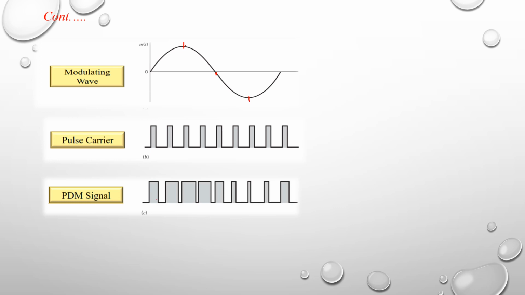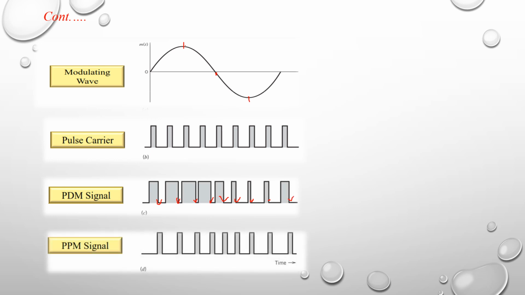So this is the triggering point of the PPM signal, or the starting point of the pulse position modulated signal, and again this is the starting point of the PPM signal. This is the next interval and this is the next one, and these are the starting points of the PPM signal. In the pulse position modulated signal, the position is varying according to the pulse width modulated signal.